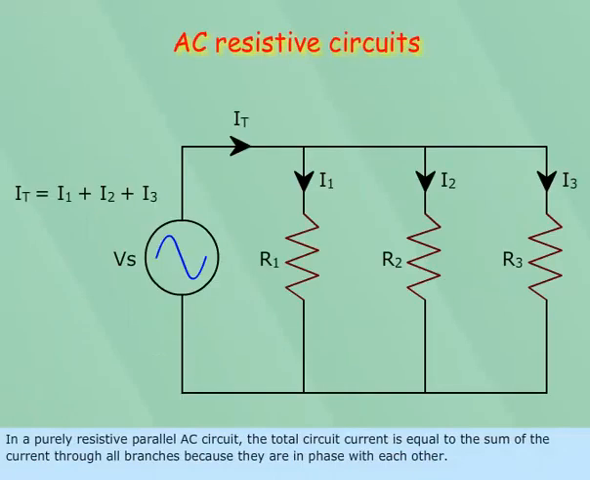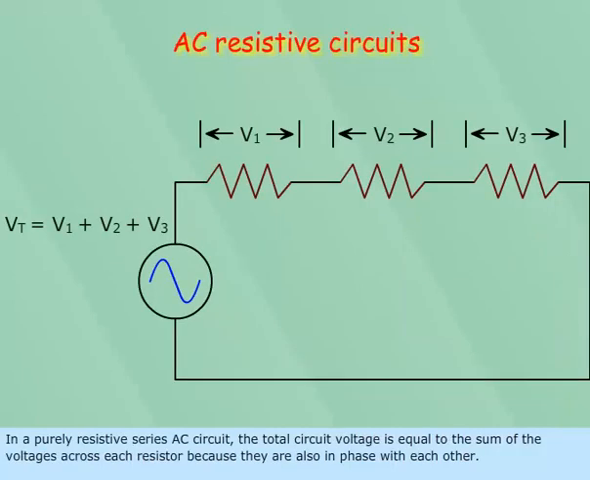In a purely resistive parallel AC circuit, the total circuit current is equal to the sum of the current through all branches because they are in phase with each other. In a purely resistive series AC circuit, the total circuit voltage is equal to the sum of the voltages across each resistor because they are also in phase with each other.